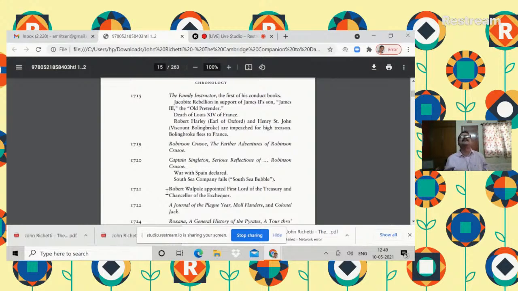It sells in huge numbers. And Defoe, at this point of time, is moving back and forth between journalism and writing the novel. Of course, he's not conscious that he's writing a novel as such. He turns it a true history of Robinson Crusoe. We'll come to that by the by.